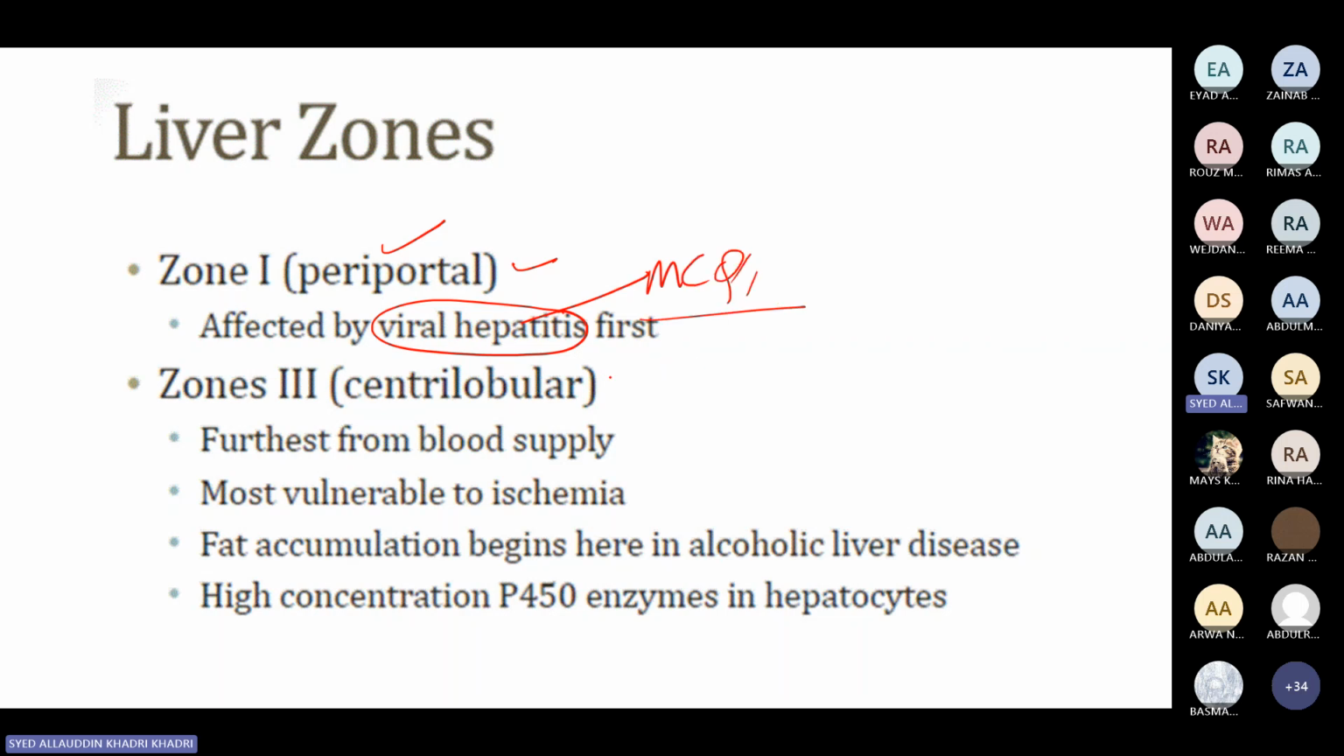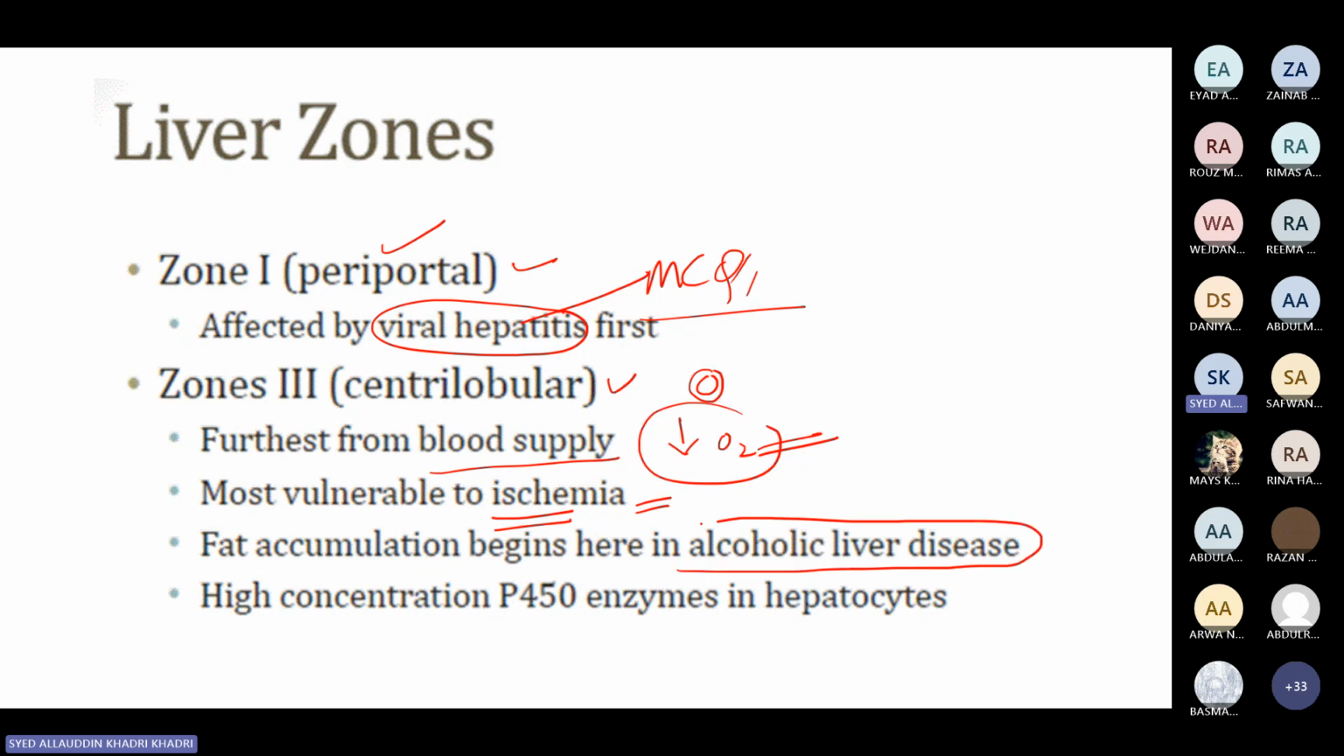Zone number 3 is centrilobular, around the central vein. This is furthest from the blood supply, so there is decreased oxygenation here. Comparatively, this is most vulnerable to ischemic diseases. Fat accumulation begins here in alcoholic liver disease. So alcoholic liver disease starts in zone 3. Viral hepatitis starts in zone 1. These are the MCQs which, if they allow me to give the questions, I'll be putting in like that.